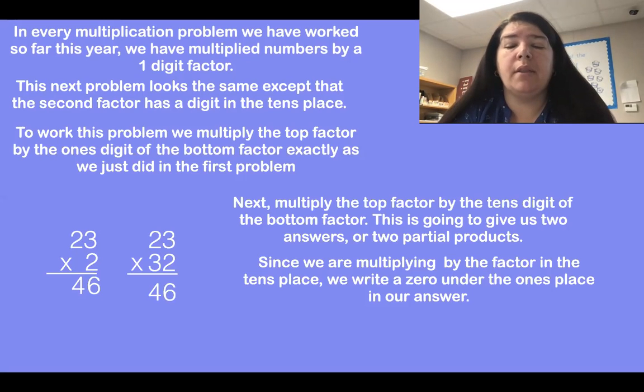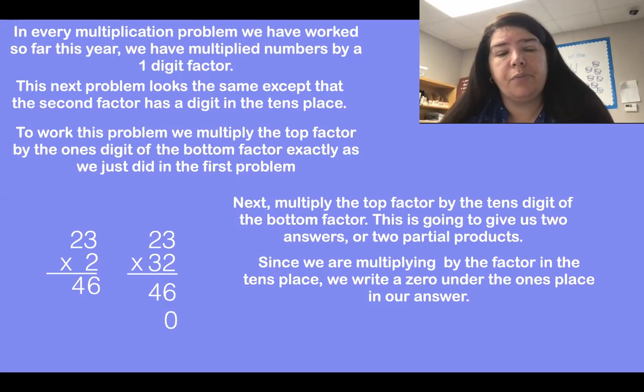Since we're multiplying by the factor in the tens place, we're going to write a 0 in the ones place in our answer. So this 0 must stay there. Sometimes people call it a spacer, or just add a 0, but you need that 0 because again, we're multiplying by the tens place. So everything we're multiplying must have that 0 in the ones place, okay? So it's going to look like this. We're going to do 3 times 3 is 9, and we're going to do 2 times 3 equals 6.